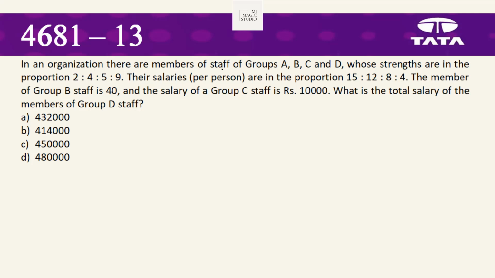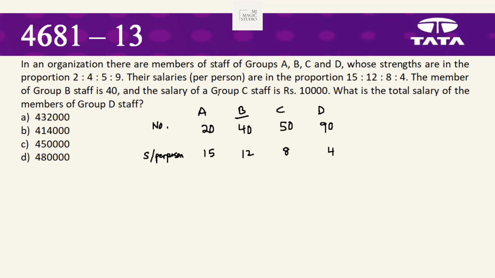In an organization, there are members of staff of groups A, B, C, D, whose strengths are in the proportion 2:4:5:9. Their salary per person is in the proportion 15, 12, 8, 4. The number of group B staff is 40. This is given as 40. That means group A is 20, C is 50, D is 90.